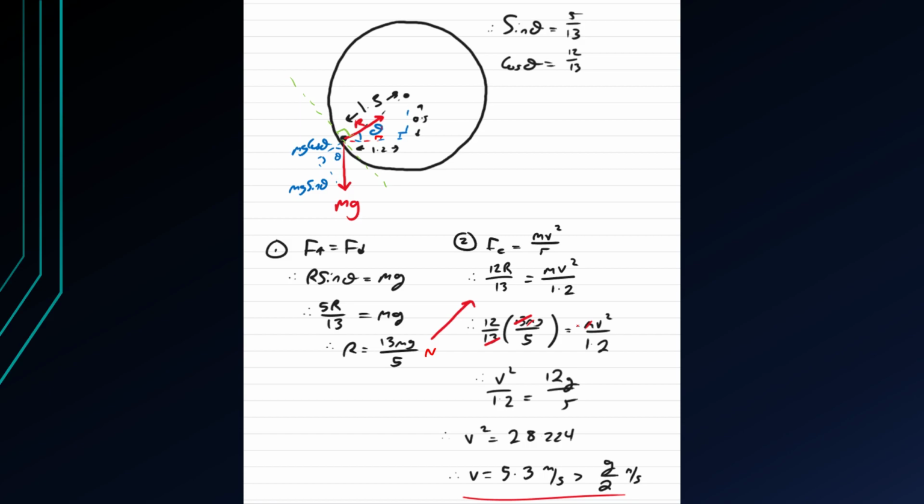So we get v squared equals 1.2 times this, which is 28.224. And then v we're given as 5.3 meters per second, which is indeed greater than g over 2 meters per second, because that is 4.9 meters per second.